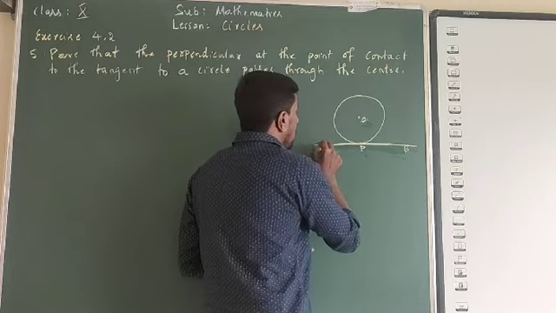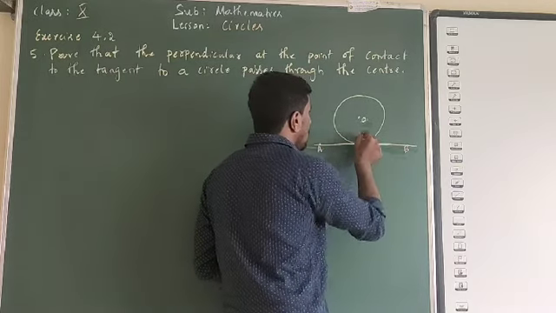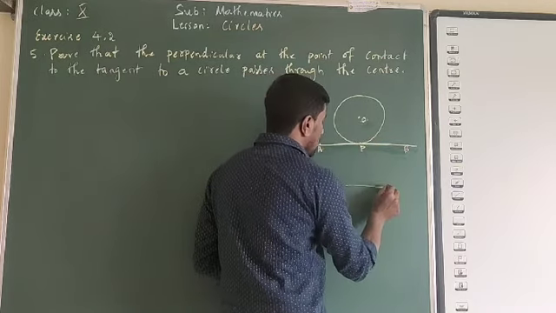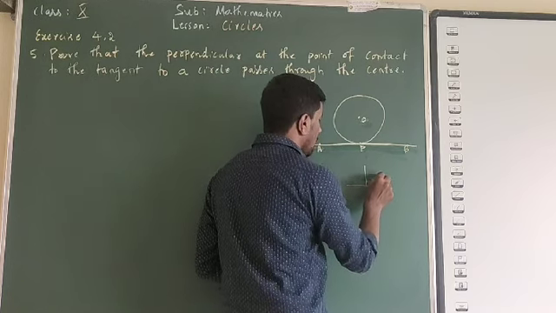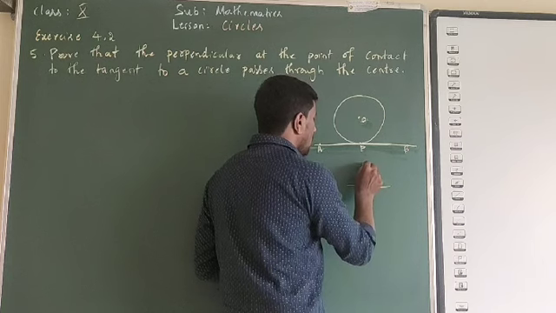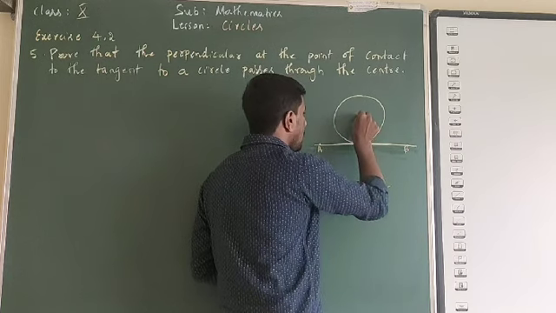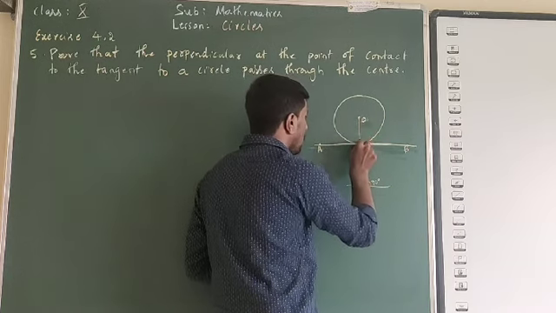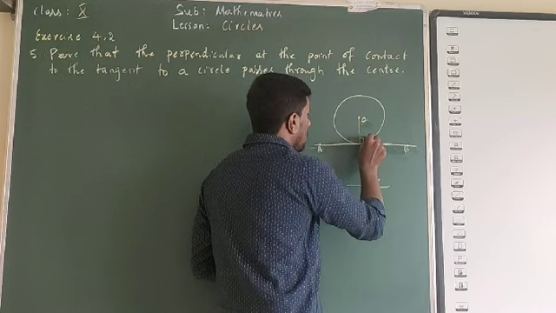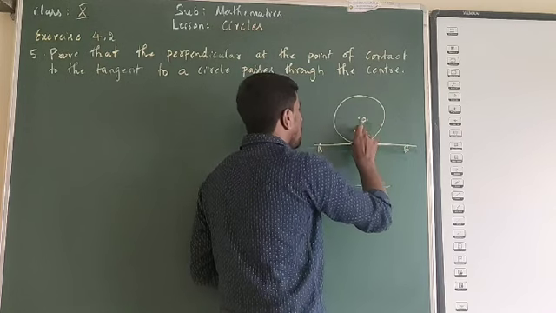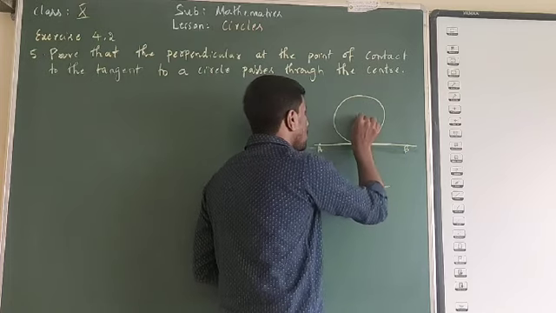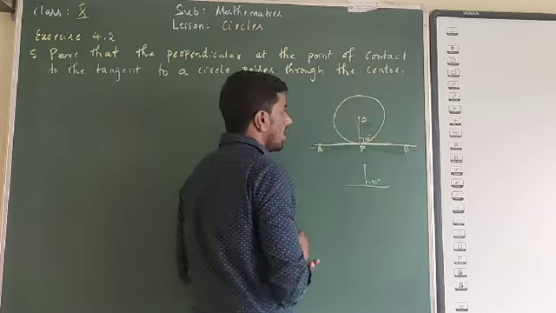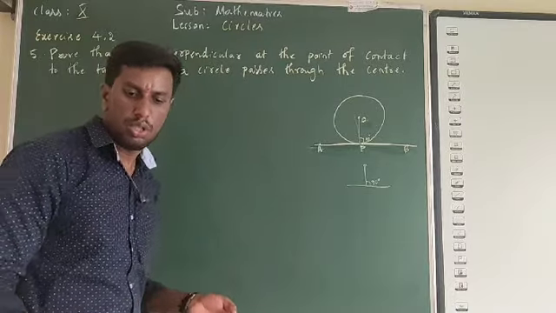Okay. So this is a tangent, and perpendicular in the sense it must be 90 degrees. Whatever this perpendicular line will be, that must pass us through the center. It should not be like it passes through a point nearby the center, apart from the center. It has to pass us through the center. So that is the meaning of this theorem. So how to prove that?